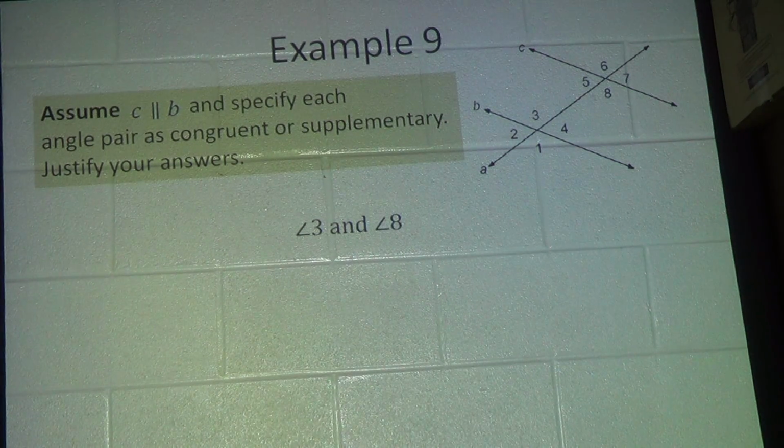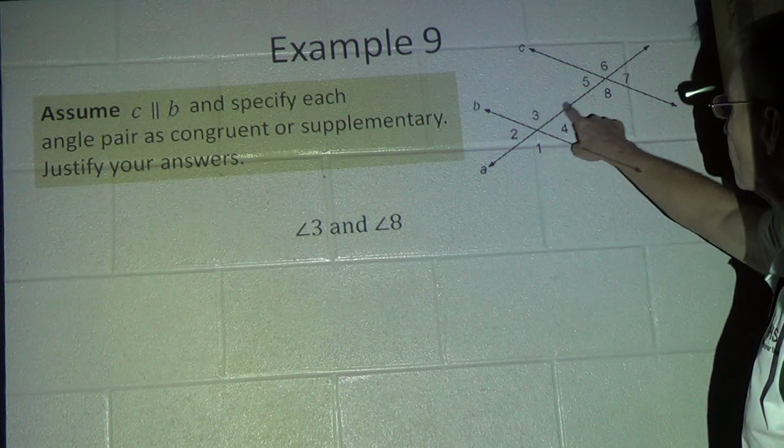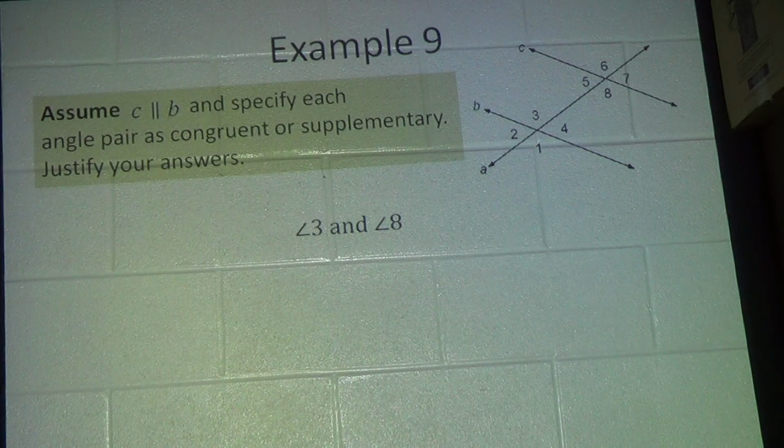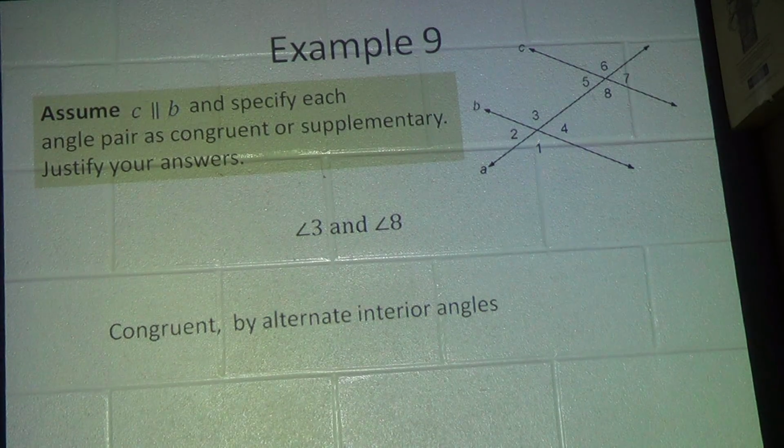Okay, angle 3 and angle 8 is right here. Once again, they're across the transversal, so this makes them alternate, and they're on the inside of the parallel lines, so they are alternate interior angles, and therefore they are congruent.